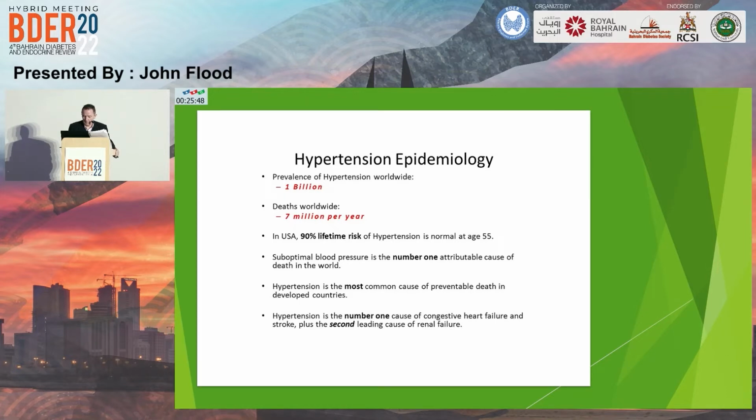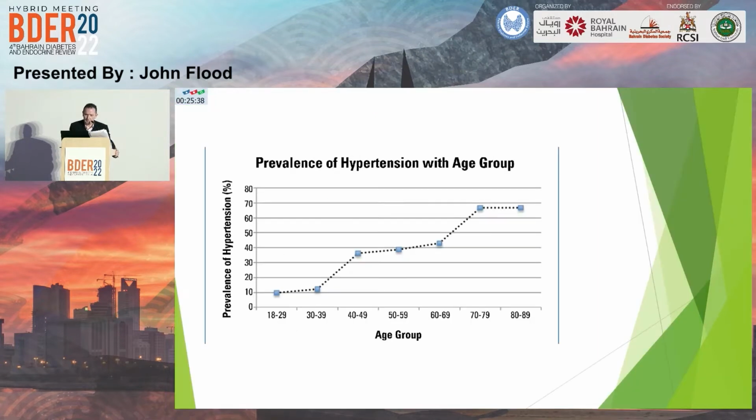Nevertheless, it's poorly managed, I'm afraid to say, if you look at the mortality associated with it, for lots of different reasons. Non-compliance is probably the main reason. As I said, as you get older, your blood pressure just goes up from decreased compliance of your aorta, and it flattens out at 70. Between 70 and 89, there's a flat line, and the incidence at that stage is about 70%.